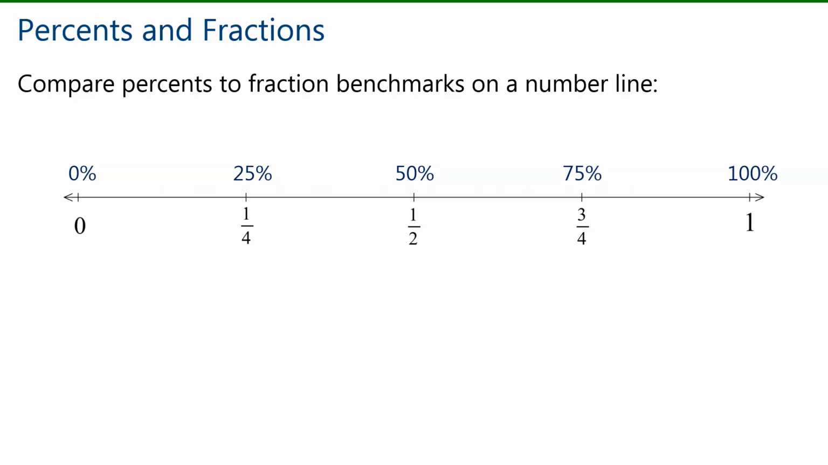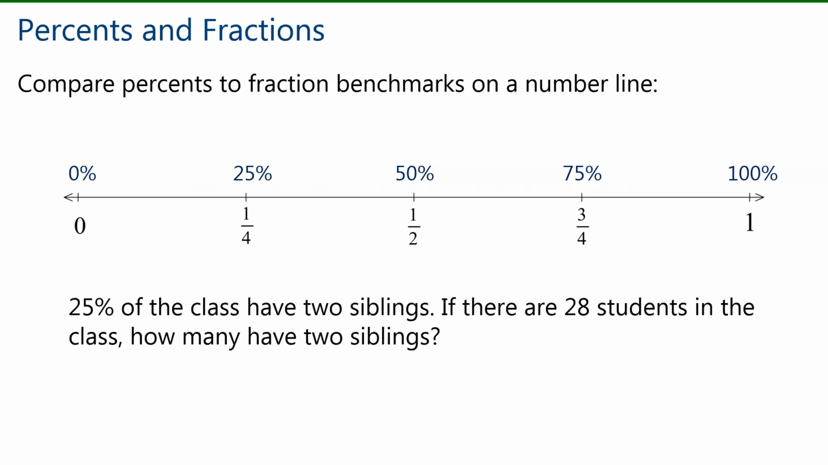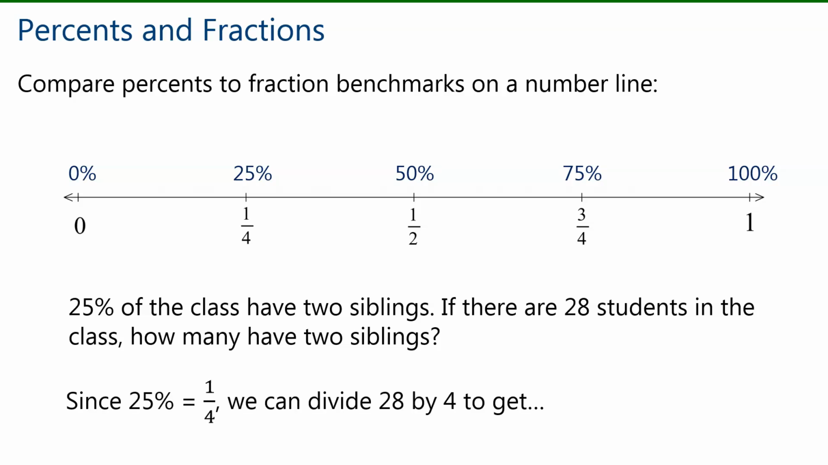So now let's look at an example of how this could be handy to know. Well, let's say a survey was done, and it was discovered that 25% of the class have 2 siblings. Now, if there are 28 students in the class, how many of those students have 2 siblings? Well, if you know that 25% is 1/4, then you can easily divide 28 by 4 to get the answer of 7 students.